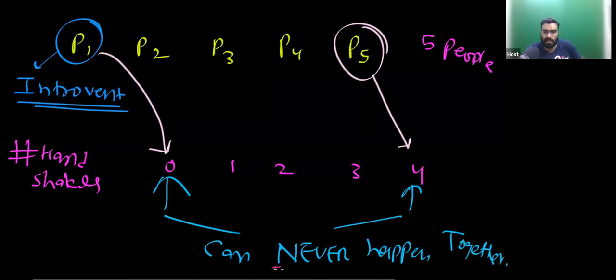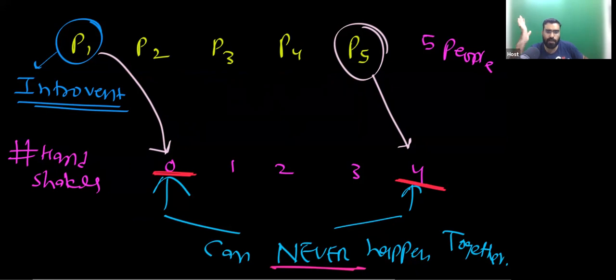Is this point clear? These two things can never happen together, that there is some introvert person. This person is not shaking hands with anyone. The number of handshakes of P1 is 0. This P1 has coronavirus. Is it possible that P5 can shake hands with everyone else? No, this is not possible. So these two things, 0 and n minus 1, can never happen together.